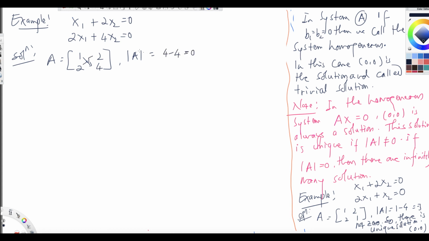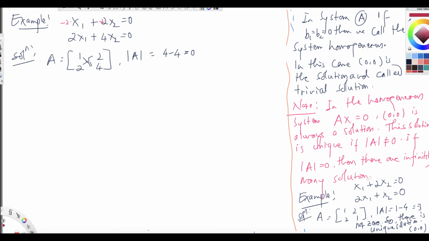Okay, so whenever this has determinant 0, then there are infinitely many solutions. How do we find out that? If you solve this in a college algebra way, multiply the first one by negative 2 and everything will cancel out, right? Because if you multiply this by negative 2, this will be negative 2x1 minus 4x2, and if you add them you will get 0 equals 0. So in this case there are infinitely many solutions.